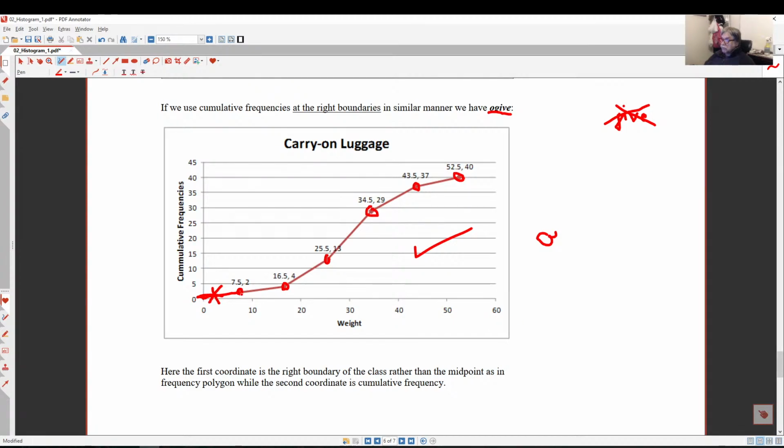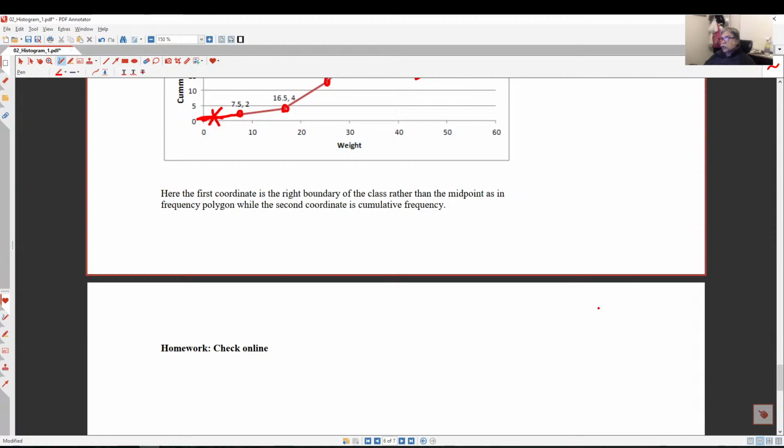Okay, and it usually starts at the right boundary of the first class, but it could be the left boundary of the first class, in which case you should start with 0 items in it, because there's nothing before the first boundary. There are no items in the sample. You will see that in your homework that the author of the homework likes to put the left boundary first with 0, and then it goes right boundary, cumulative frequency, right boundary, cumulative frequency, and so on. Okay, so this is the story.